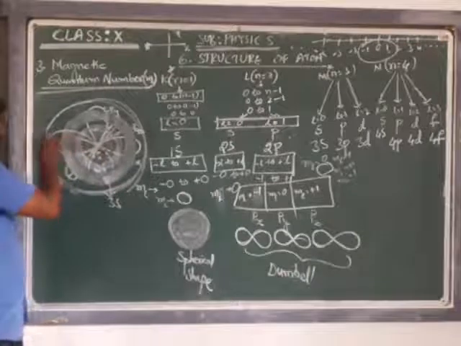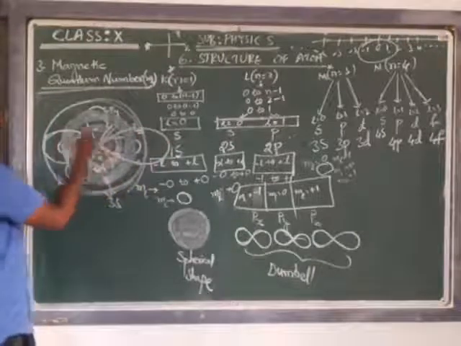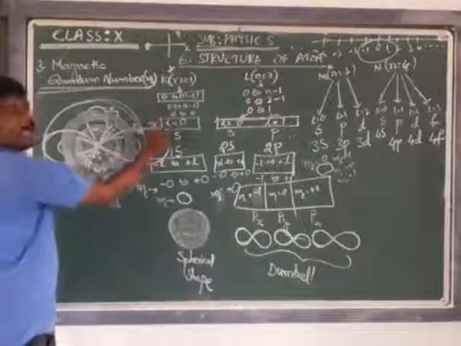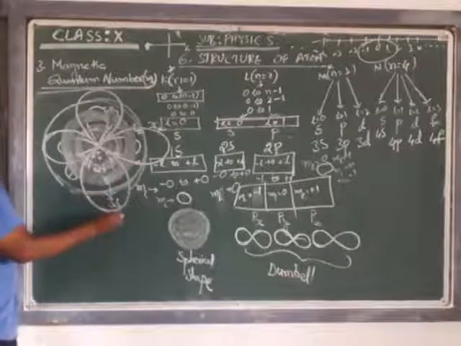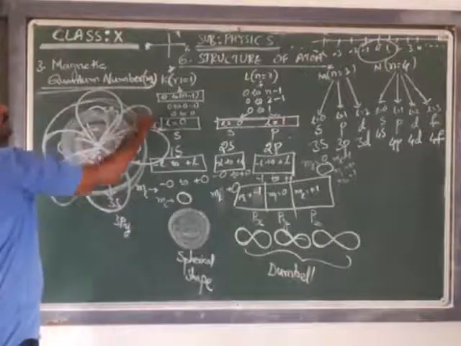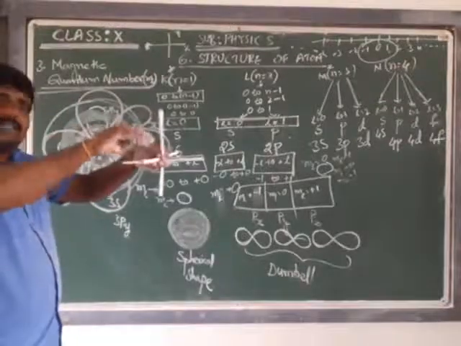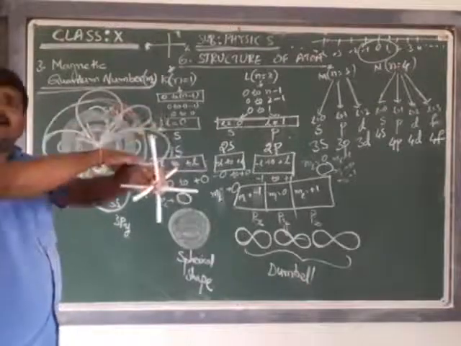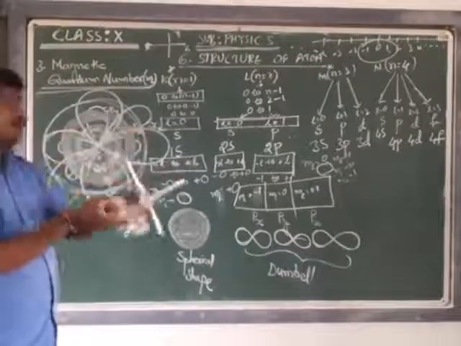Above that we have 3p here. This is 3px. Upon this, 3py. Upon this, the three-dimension z axis, where 2p is already there. Upon the pz, we have one more bigger than that, that is 3pz.